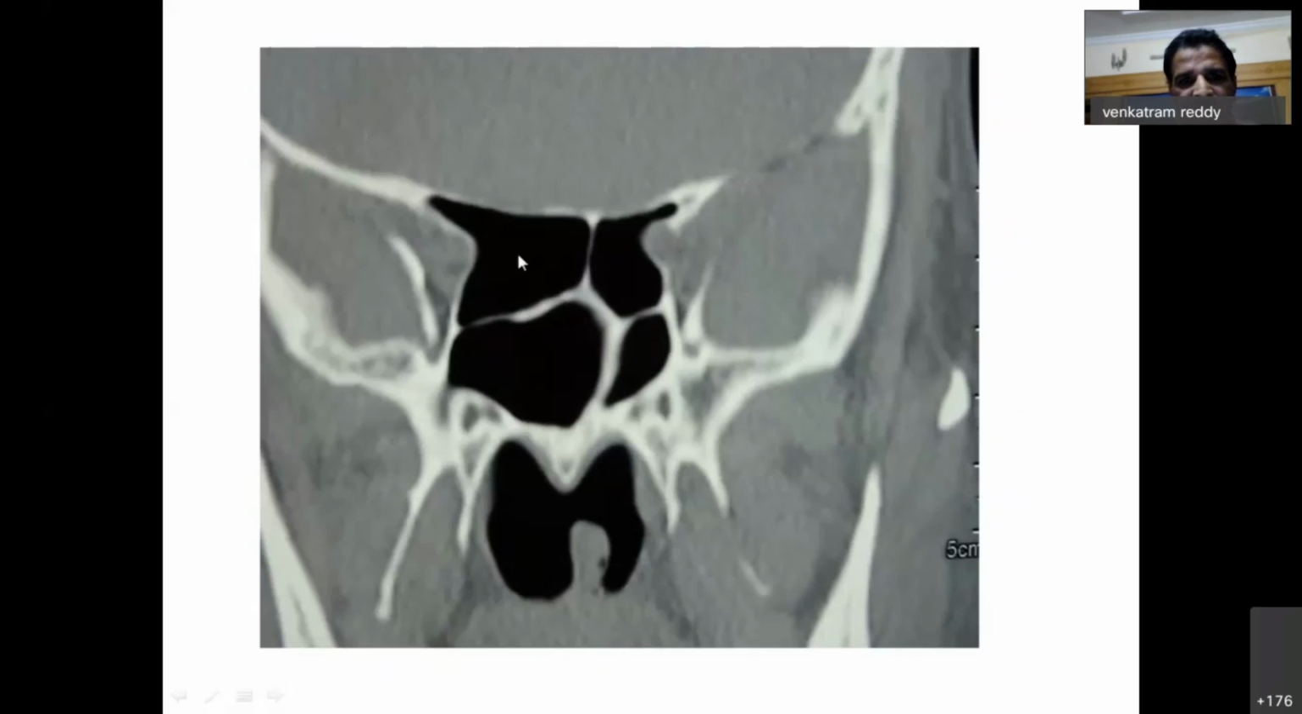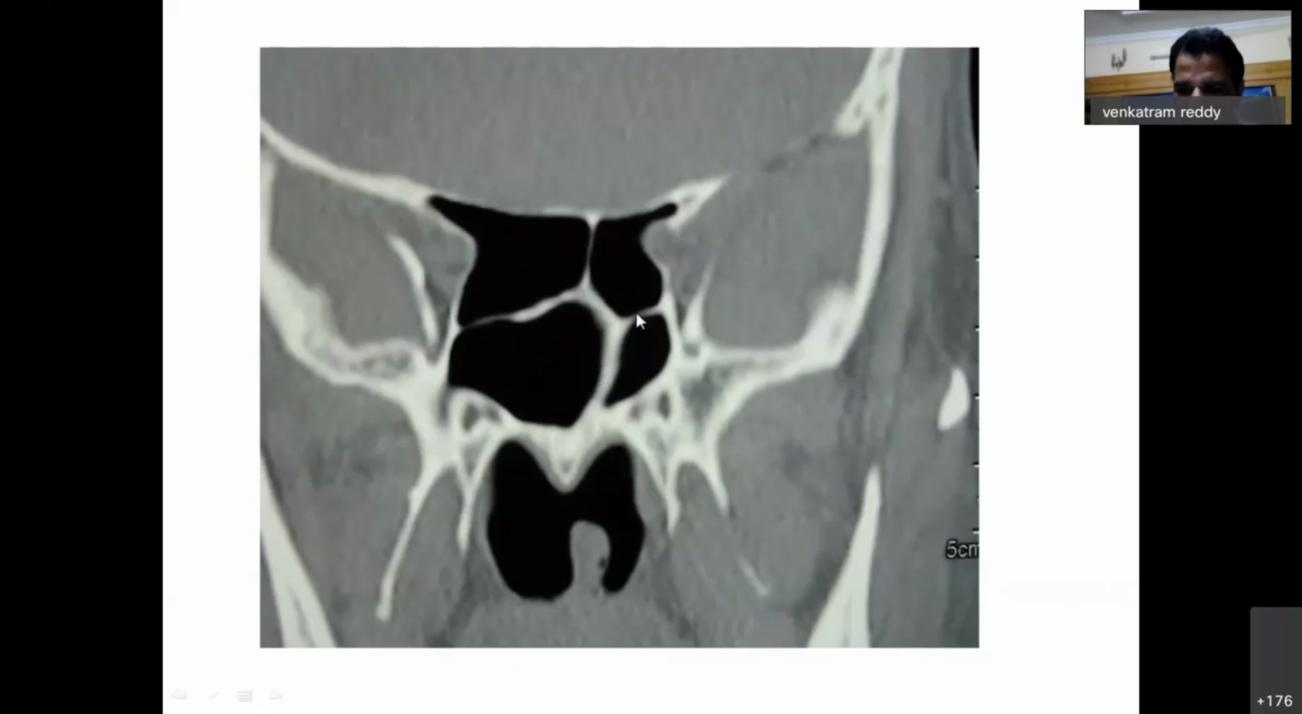Same thing here. You can see the two Onodi cells sitting over the sphenoid sinuses, and this is a visible optic nerve bulge. You can see the optic nerve bulge is very much visible with no bony covering. The optic nerve is very bare, with a thin covering of the sheath, and this is a descending optic nerve popping into the posterior ethmoidal cells. You can see here, and these are the two sphenoid sinuses. So this is termed as direct Onodi positive.